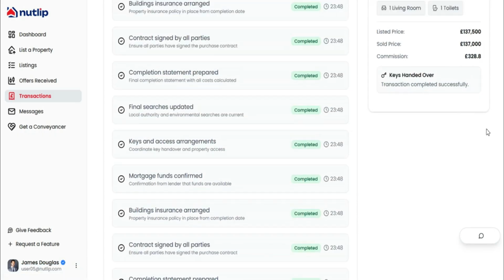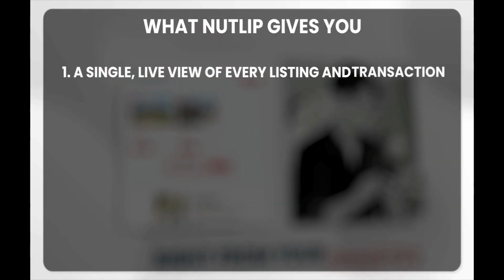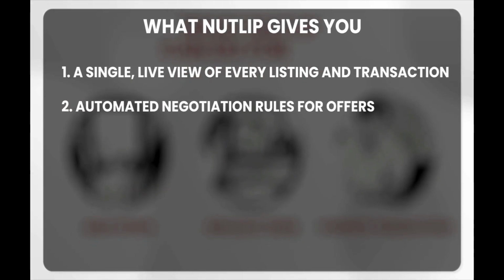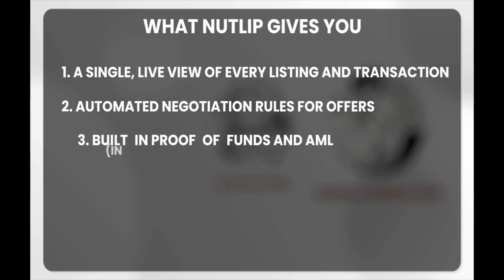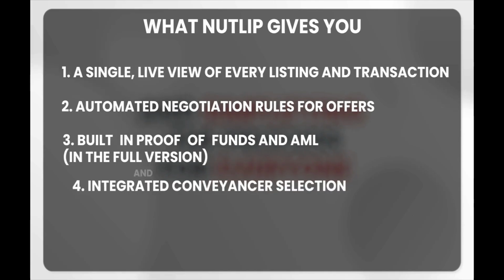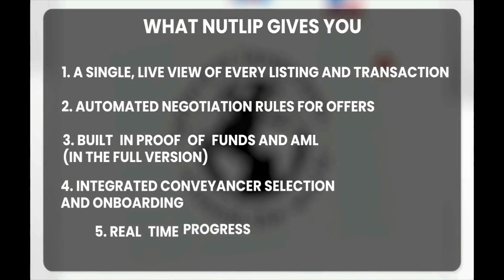In short, Nutlip gives you: 1. A single, live view of every listing and transaction. 2. Automated negotiation rules for offers. 3. Built-in proof of funds and AML in the full version. 4. Integrated conveyancer selection and onboarding. 5. Real-time progress updates through every legal stage.